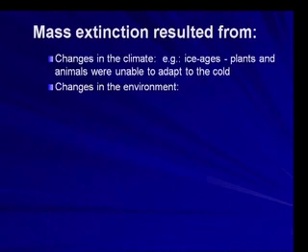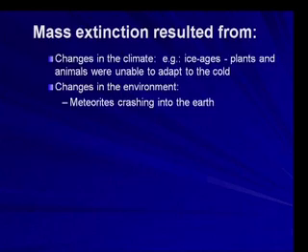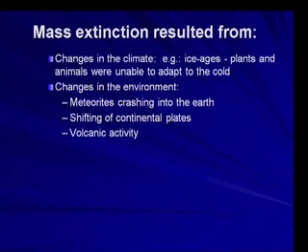Changes in the environment. Well, there are theories where meteorites crash into the earth and wipe out whole sections of it. A whole lot of movies have been made about meteorites. Then we have shifting of continental plates, and we have volcanic activity. Those will all change the environment. Why? Because you have huge dust clouds that go up into the air and stop light from coming down to the plants. The plants don't photosynthesize, they die, and animals have no food.